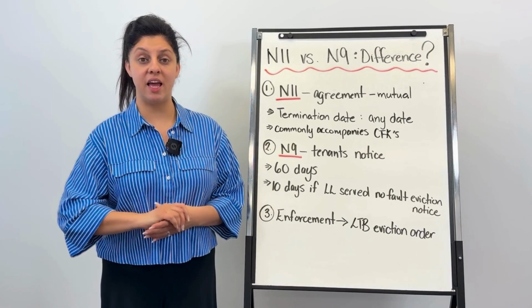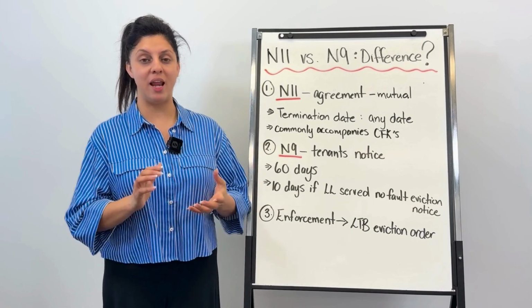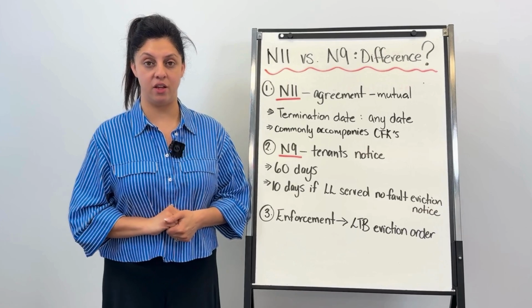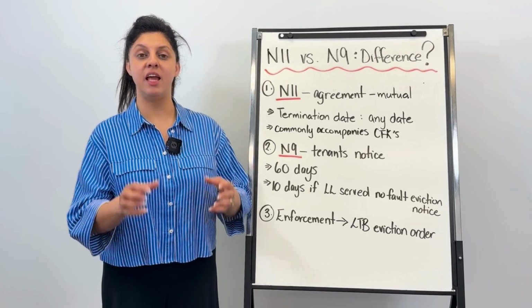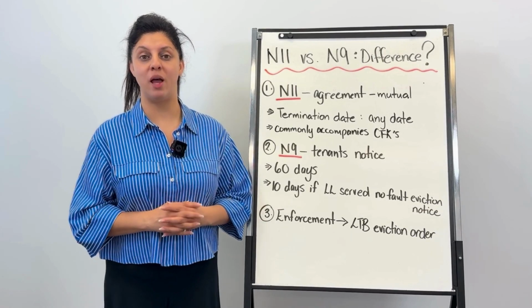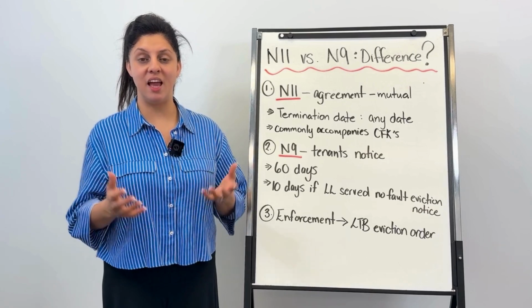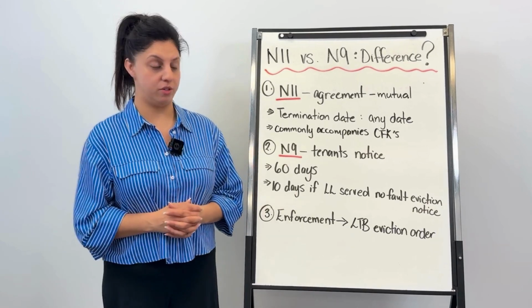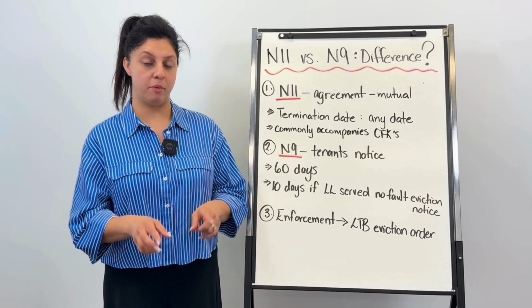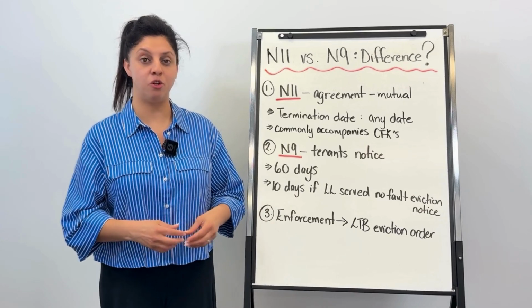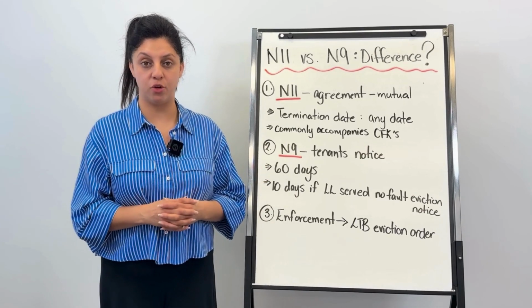What is the difference between an N11 and an N9? Well, the N11 is a mutual agreement to end the tenancy. It's basically an agreement to vacate. And it's a mutual agreement, which means that the termination date could be whatever date that the parties agree to.